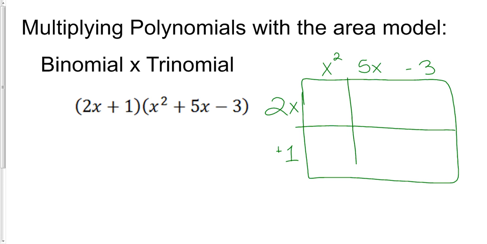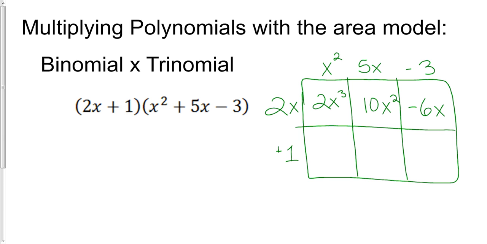And I'm going to draw lines to separate those guys as well. And now I'm going to do my multiplication. 2x and x squared gives me 2x to the third power. 2x and 5x gives me 10x squared. 2x and negative 3 gives me negative 6x.